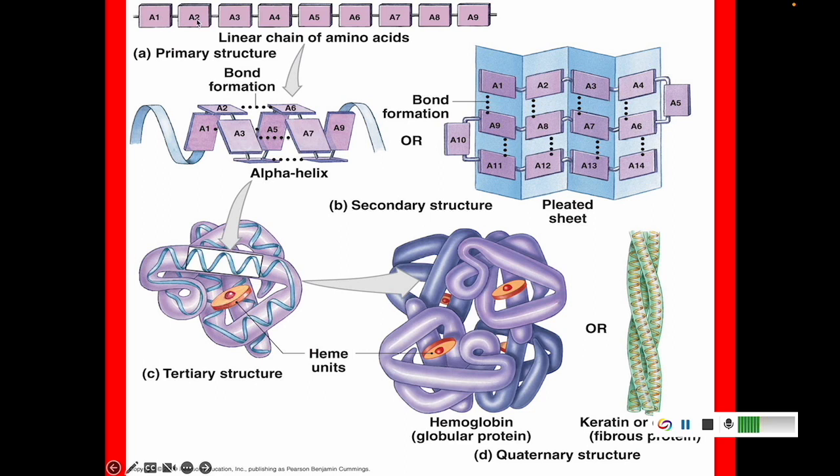Primary structure is just looking at this series of amino acids. Leucine, glycine, aspartic acid, whatever all the amino acids are. Just name off the amino acids. That's primary structure, just beads on a string.